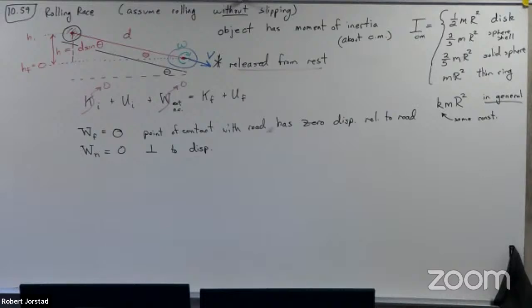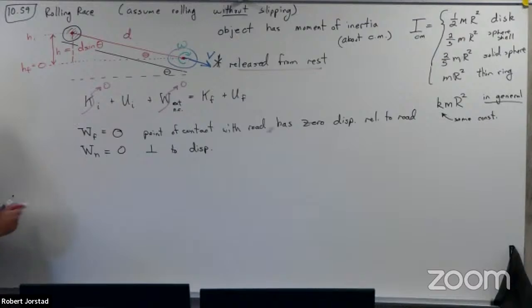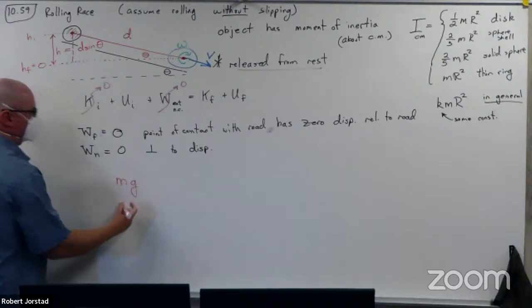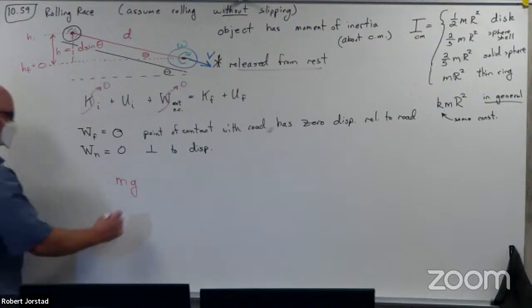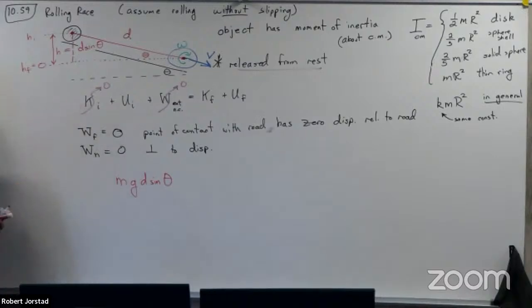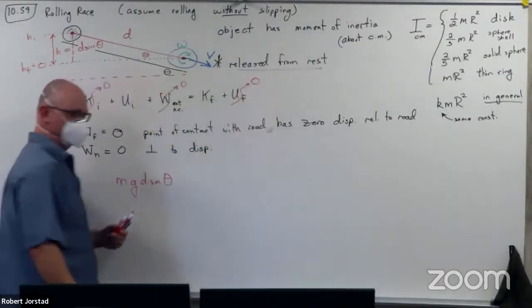So now, how would I write the initial potential energy term? Gravitational potential energy, what's the general equation? mgh. mg, and what's our particular height in this problem? D sine theta. That's the left side. Is anything going to equal 0 on the right side? H final, excellent. So that's going to set U final to 0.